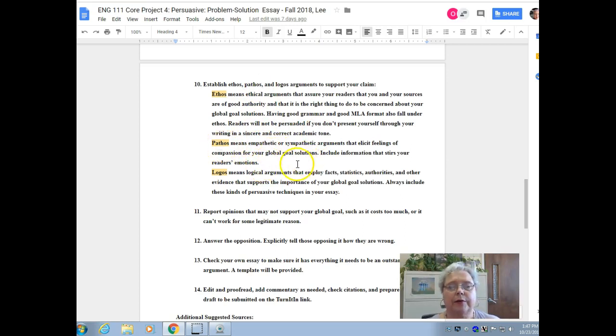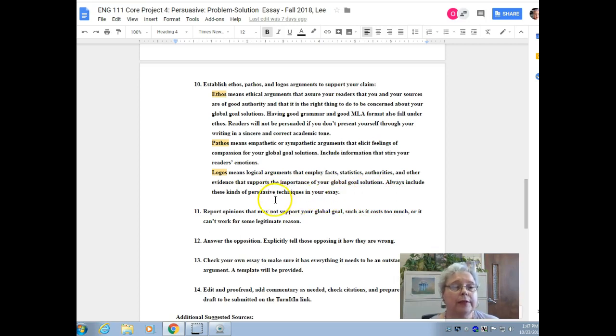Pathos means empathetic or sympathetic arguments that elicit feelings of compassion for your global goal solution. Include information that stirs your readers' emotions. And it doesn't have to just be sympathetic or empathetic. It can be stirring up passion in your reader to get behind your cause. Logos means logical arguments that employ facts, statistics, authorities, other evidence that supports the importance of your global goal solutions.